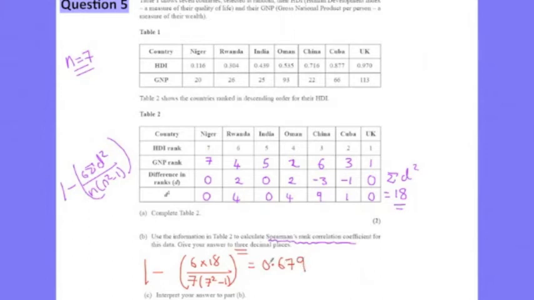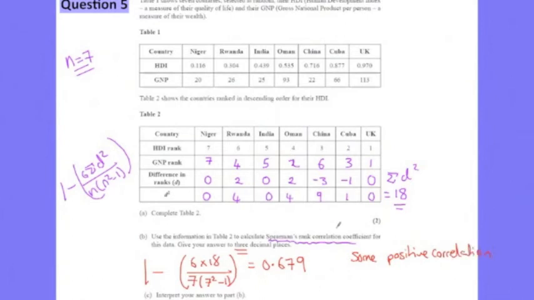Interpret your answer to part B. This number here is towards 1, but it's not that close to 1. So we can say here that we have some positive correlation. It's not strong. We could say a weak positive correlation.